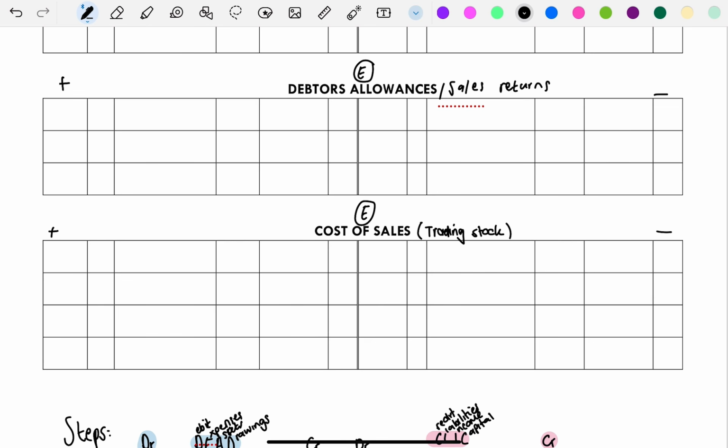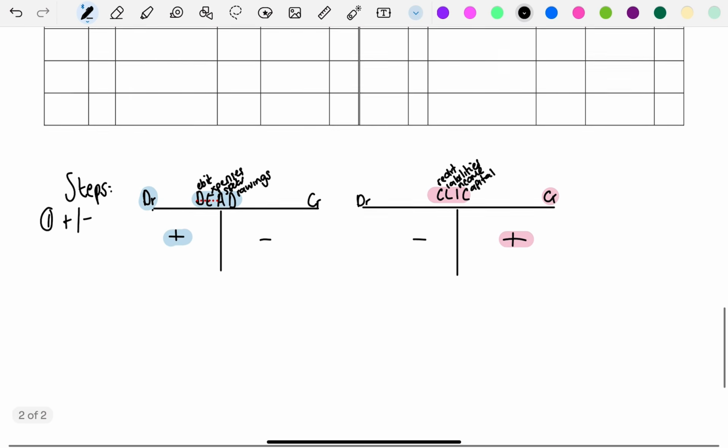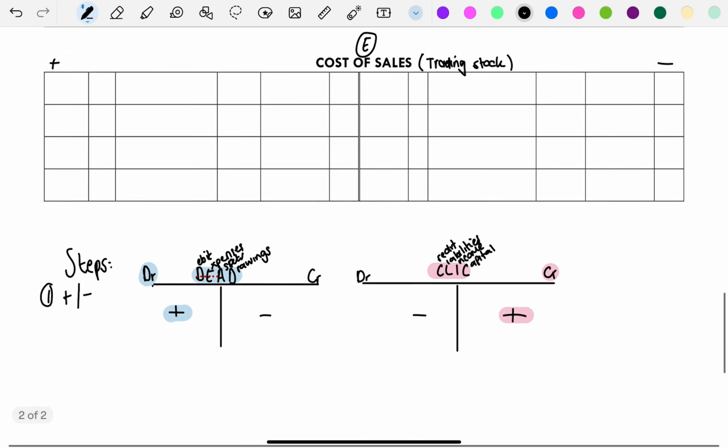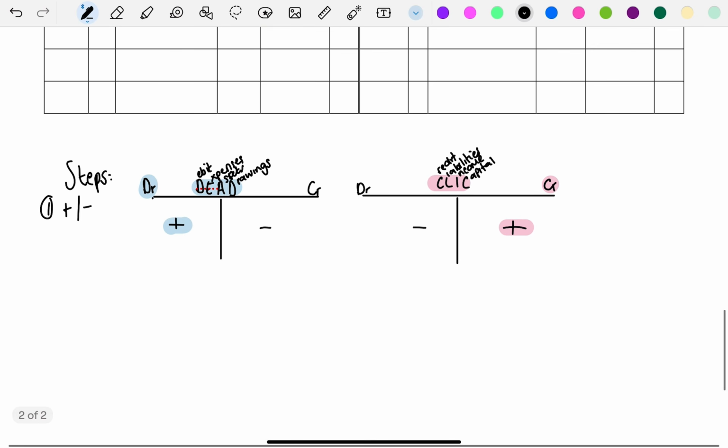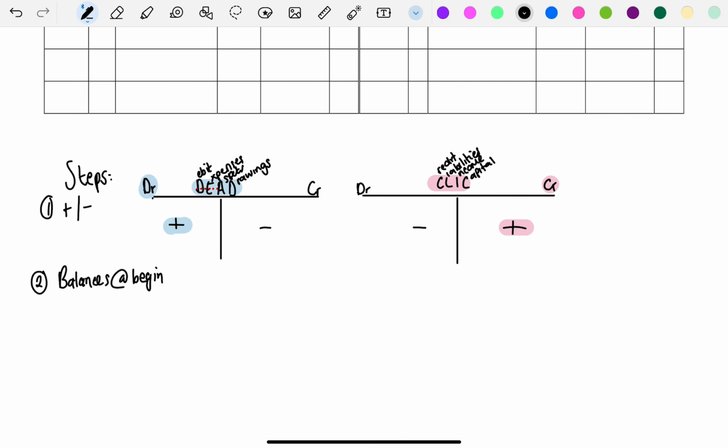Okay, there we go. So no matter how many accounts they ask you to do, you will follow step 1 by saying which side is the plus side and which side is the minus side according to dead, and click. Step 2 would then be to start the accounts by opening them with their balances. So balances at the beginning need to be entered always on the plus side.